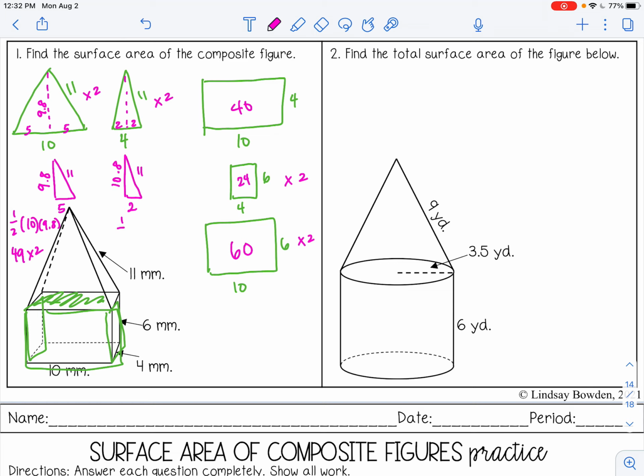Remember, there's 2 of those. And then for the skinnier triangle, 1/2 4 times 10.8. And that gave me 21.6 times 2.